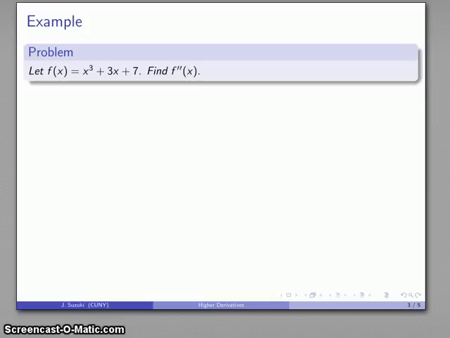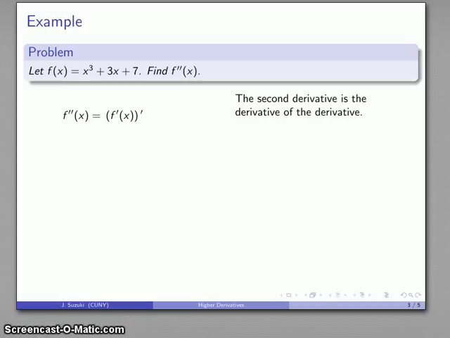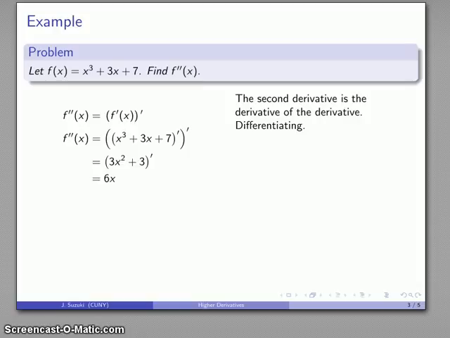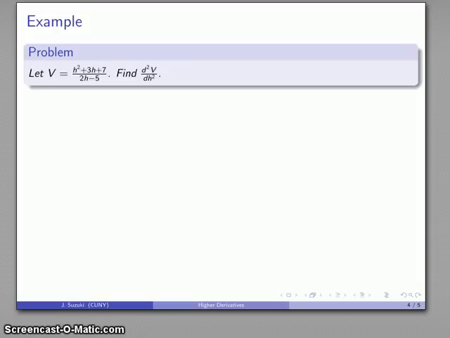So if I have a function x cubed plus 3x plus 7, well, the second derivative is, keep in mind, just the derivative of whatever the first derivative is. So all I need to do is figure out what the first derivative is. So I want to differentiate my function x cubed plus 3x plus 7. So the derivative of that is 3x squared plus 3, still need to differentiate that. So my second derivative is 6x. And we can find other derivatives.